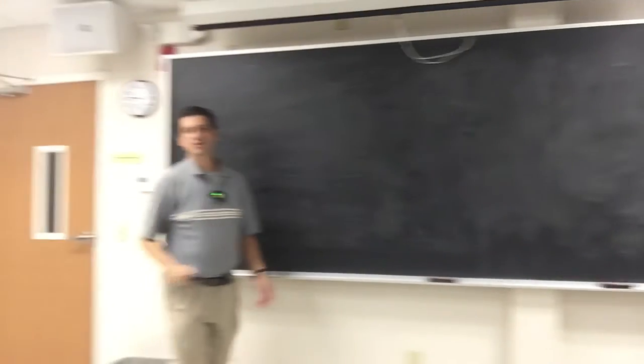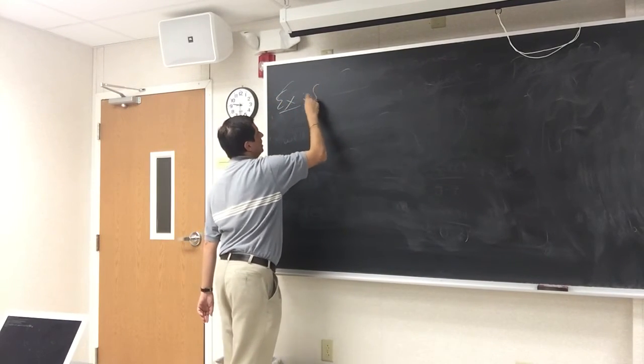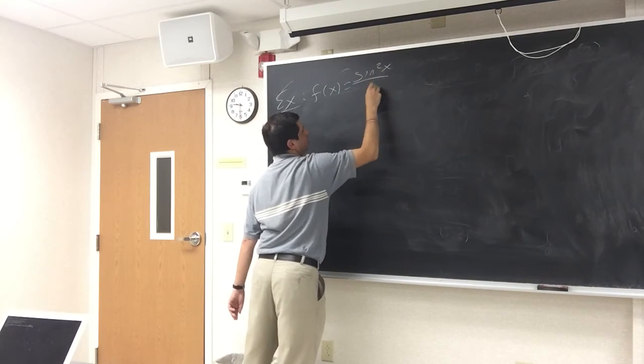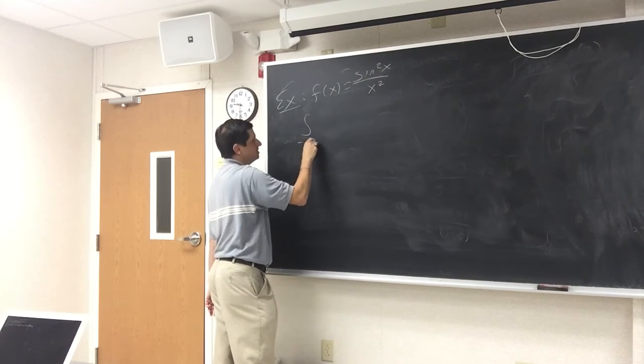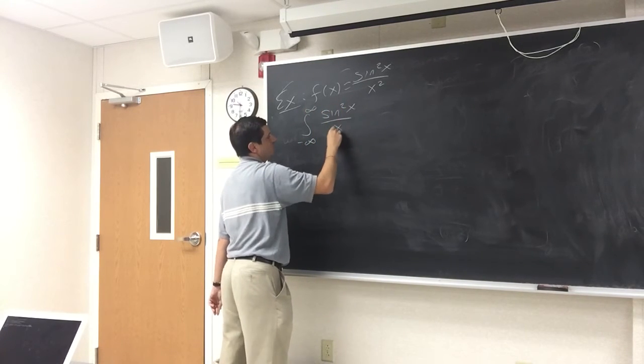Okay. So what I want to do now is I want to do an example. So let's say f of x is sine squared x over x squared. And I want to integrate from minus infinity to infinity of sine squared x over x squared dx.